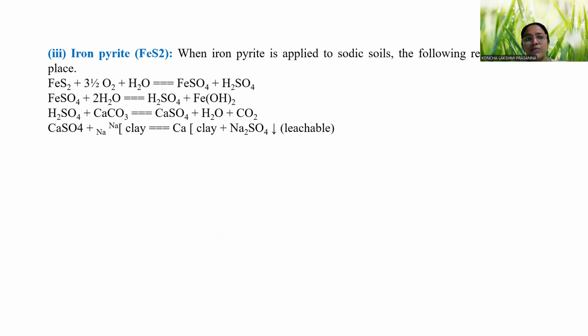When it is applied to the sodic soil, by the oxidation phenomena, sulfides undergo oxidation. It forms the ferrous sulfate. Ferrous sulfate, again, combines with the water and forms the sulfuric acid by the presence of the sulfur oxidizing bacteria. The H2SO4 which is formed here combines with the calcium carbonate and forms the calcium sulfate, water, and CO2. The calcium sulfate which is formed here combines with the sodic soil, that is a sodium containing clay. It replaces the sodium, and the sodium sulfate which is formed gets leached down.